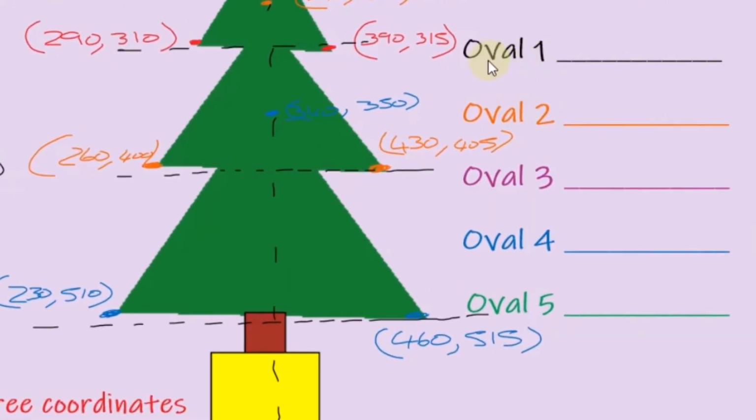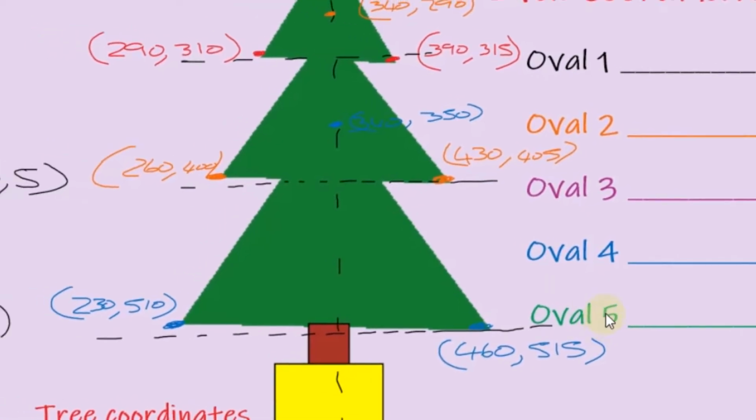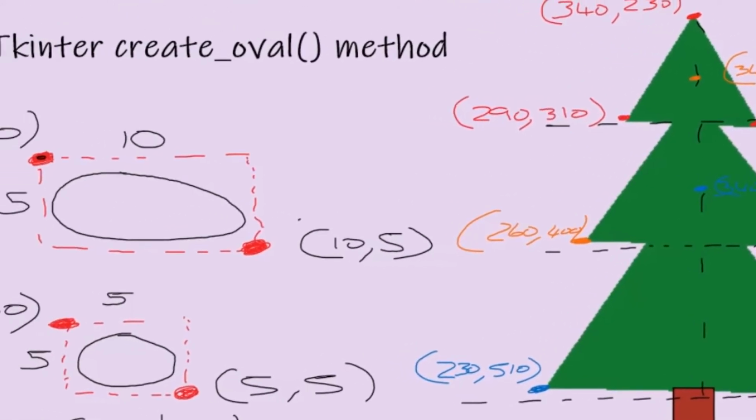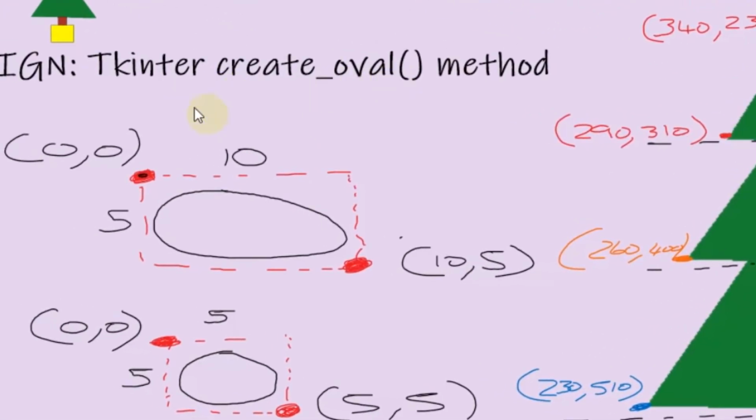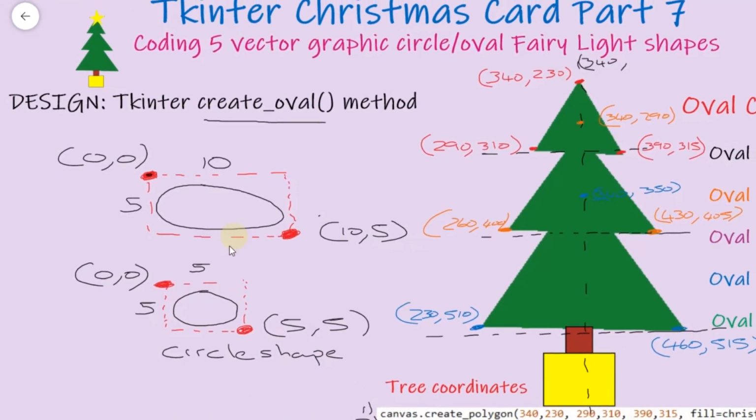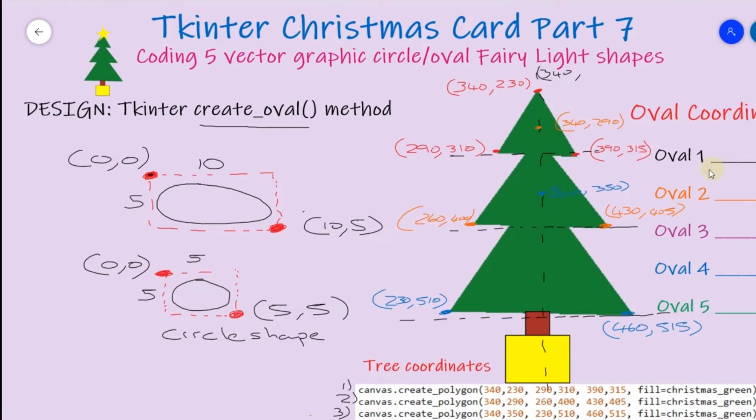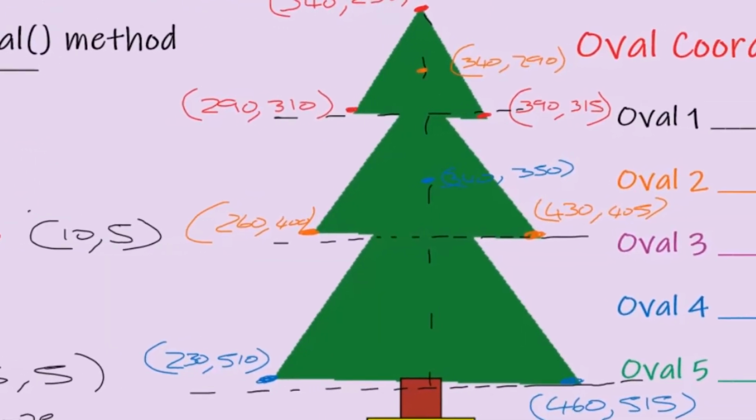So we're going to code 5 oval shapes. It's called oval because create oval is the name of the method, but as you've seen here, you could create a circle using that method. So that's what oval represents here, not that it's an actual oval shape. It could be a circle shape as well.